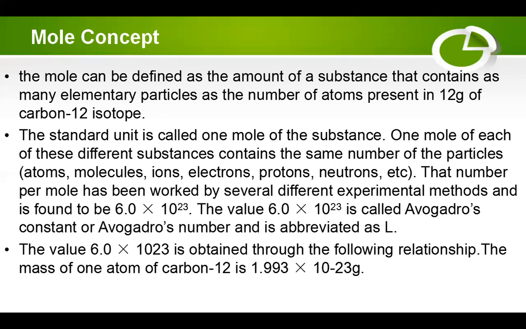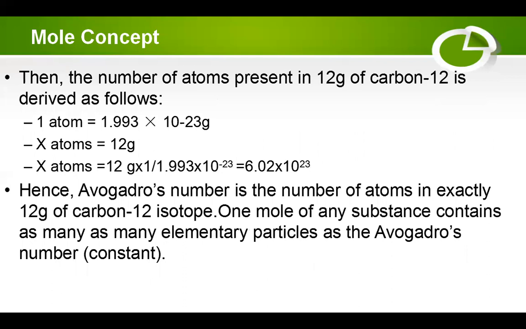This value, 6.0 times 10 raised to 23, is obtained through the following relation: the mass of an atom of carbon-12 is 1.993 times 10 to the minus 23 gram. Then the number of atoms present in 12 grams of carbon-12 is derived as follows: one atom is equal to 1.993 times 10 raised to minus 23 gram. How many atoms will be equal to 12 grams?